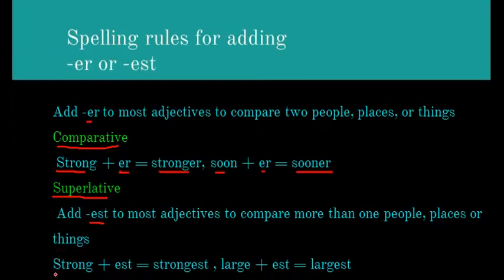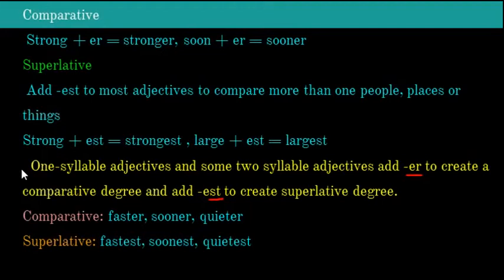For example, strong plus est, it will be strongest. Large plus est, it will be largest. One-syllable adjectives and some two-syllable adjectives, add er to create comparative degree and add est to create superlative degree. After these 2 points, it is necessary to talk about spelling changes. Sometimes you need to make spelling changes before adding er or est.